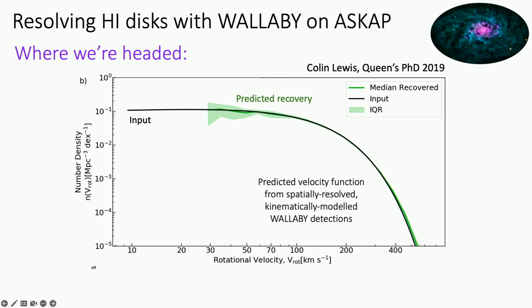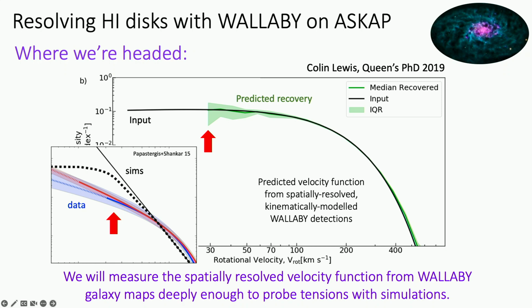The black line is the simulated universe that he envisioned, and the green line is how well we think we can push down, or how well we think we can recover the velocity function. In particular, we wanted to know how far down in mass, how far down the velocity function we could push and still recover enough galaxies to do some statistics. We think we can go down to maybe 35 or 40 kilometers per second, given the Wallaby parameters. That turns out to be interesting because you're in this regime in the velocity function where there's a disconnect between what we're currently observing using single dishes and what we're predicting from simulations.